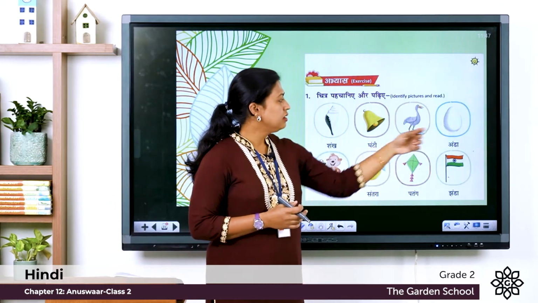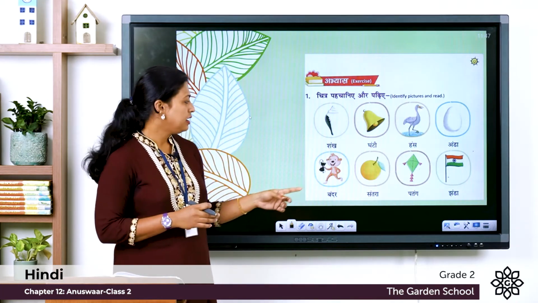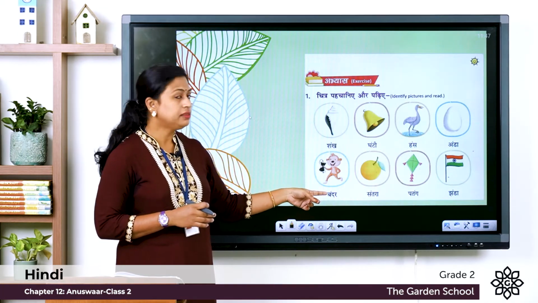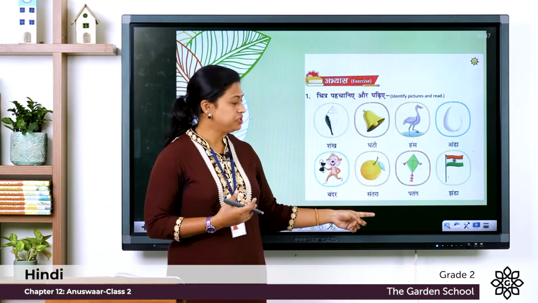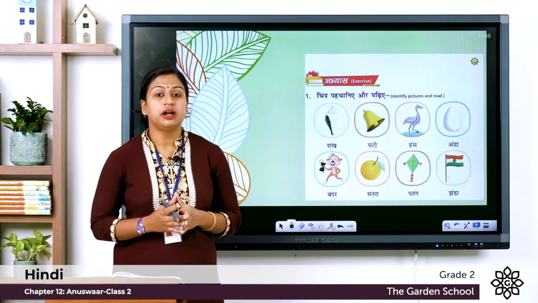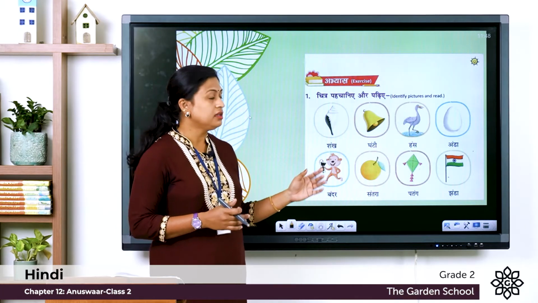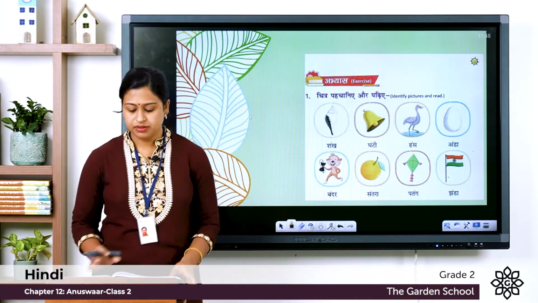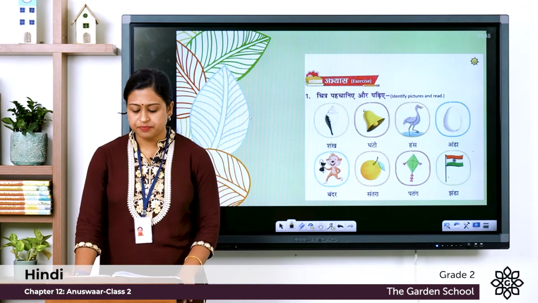The last one here, it's anda. Anda means egg. Next row, bandar. Bandar means monkey. Santra, orange. Patang, kite. The last one is jhanda. Jhanda means flag. So you can see here we are using the anusar symbol. So this you have to read and understand.